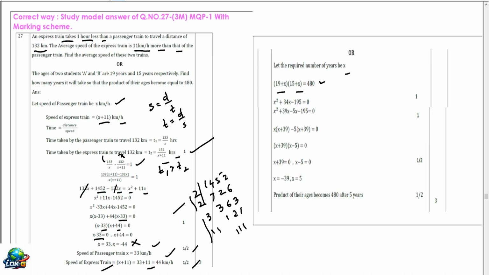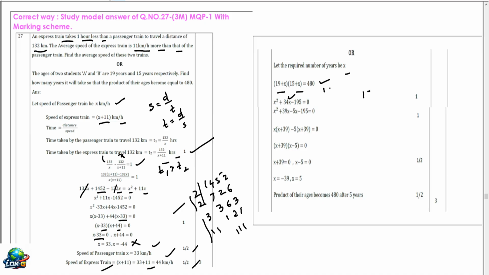When the product becomes 480. Simple question. Remove the bracket. x into x is x square. And if you remove the bracket, you will get here 19 into 15 is 285, and 19x plus 15x is 34x, you will get 195.